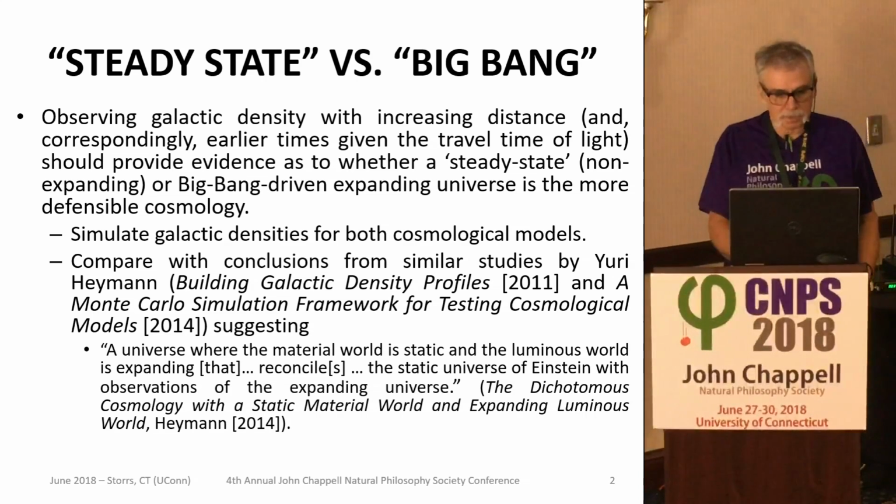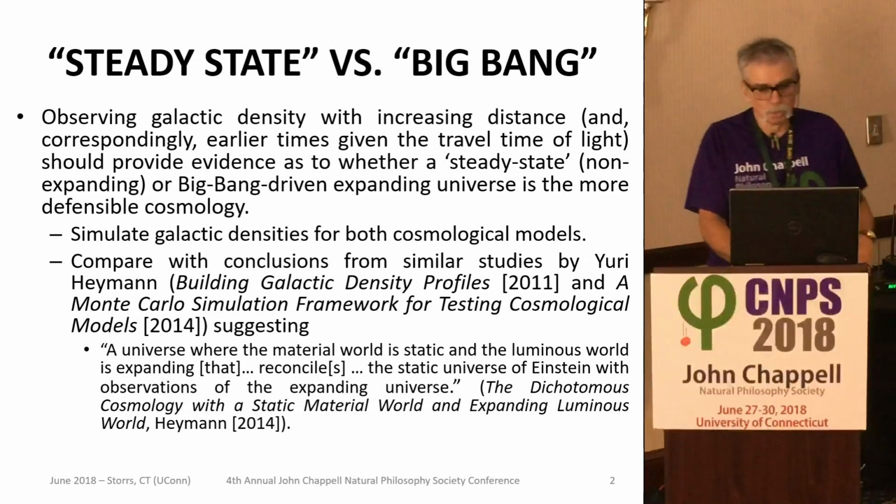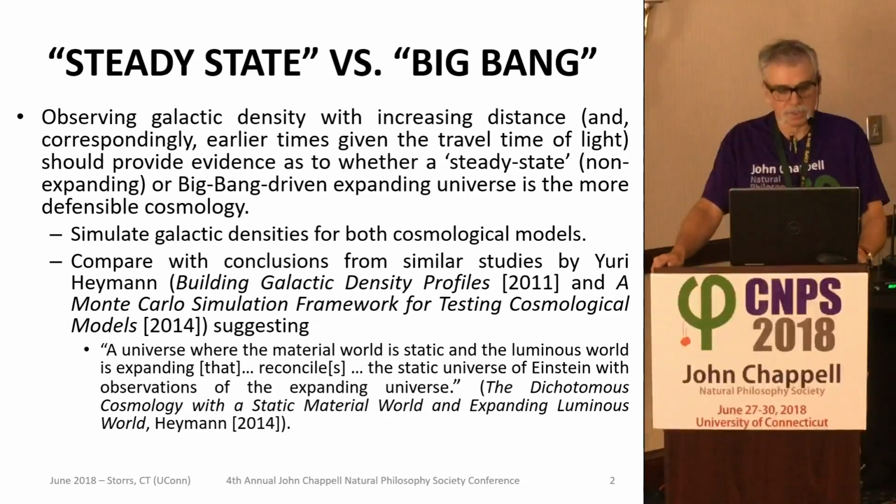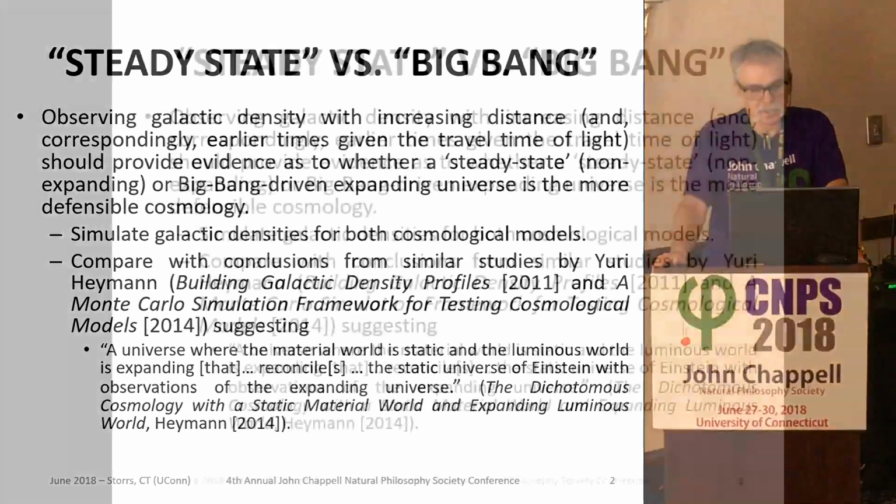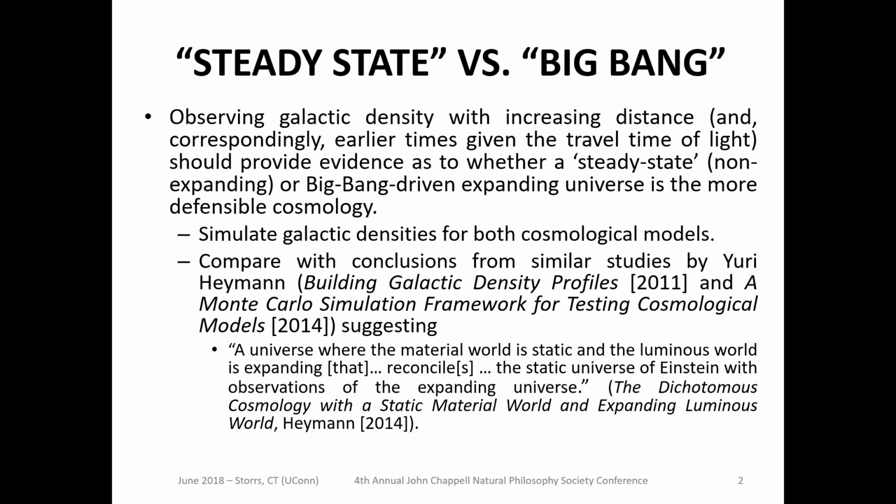And this is his dominant theory here, called the dichotomous cosmology: a universe where the material world is static and the luminous world is expanding, that reconciles the static universe of Einstein with observations of the expanding universe. And if you're interested, again, here's the reference for Uri Heyman's work.